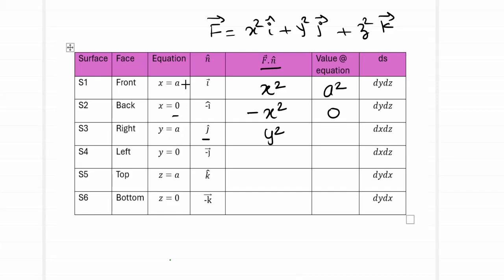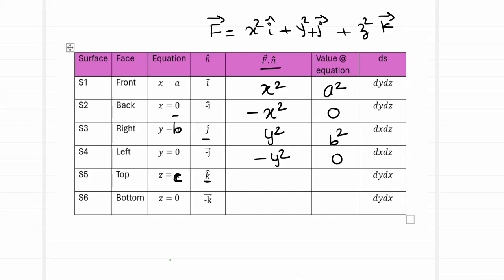When y is equal to, now what will happen? I have a cuboid, so y equal to b and the next one will be z equal to c. X goes from 0 to a in my x direction, 0 to b in my y direction, 0 to c in my z direction. Now at y equal to b, this will become b square. Now minus j: when I do minus j into j, you will have minus y square. But when I substitute it as 0, this will become 0. Next one, c. What is the unit vector? K.